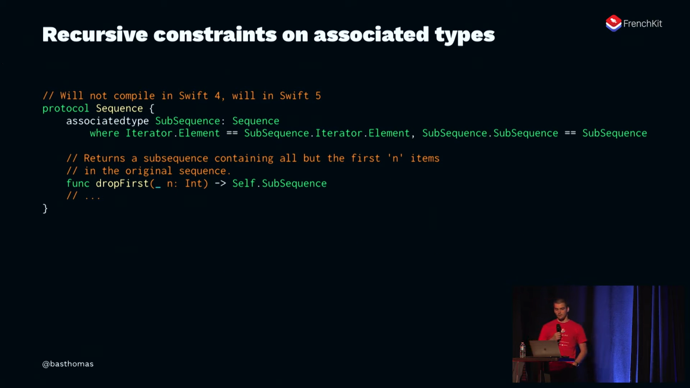And then we have recursive constraints on associated types, which is something that has been skipped for now because it was hard to implement or it had some quirky things that were hard to get working. We have a sequence here with an associated type of a subsequence, which itself is a sequence, which you can't really tell the compiler right now. So again, this is something that some people might benefit from just updating those lines of code and making it a bit more readable. But especially within the standard library, this is a big improvement.